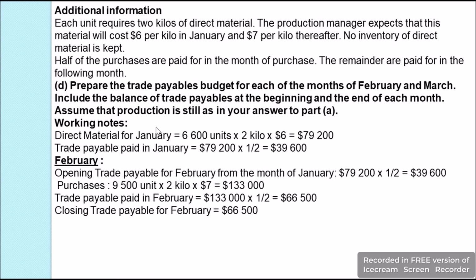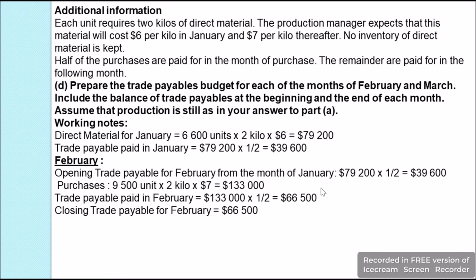Now let's do our calculation in our working notes. We'll start with the direct material for January. In January, the units produced and sold was 6,600 units, and we require 2 kilos of direct material, and the cost will be $6 for January. So when we take 6,600 units times 2 kilos times $6, it will be $79,200. Half of this will be paid in the month of January, that is 39,600, and the remaining half will be the opening balance for the month of Feb, because the remainder will be paid in the following month.